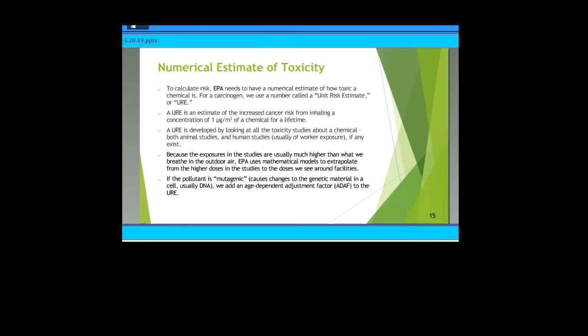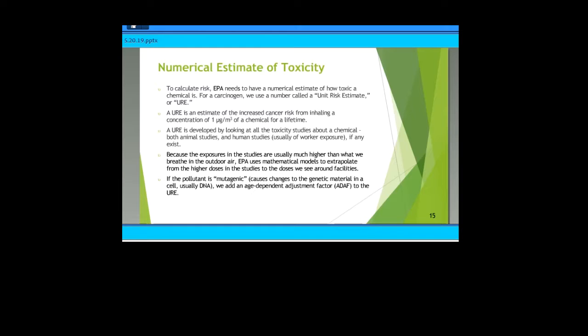And so the unit risk estimate, and this is kind of a not simple concept, but it's the estimate of the increased cancer risk from inhaling a concentration of 1 microgram per cubic meter of a chemical for a lifetime. So it's the risk of getting cancer if we were to breathe that for 70 years, which we equate to a lifetime, even though we know people live longer, for 1 microgram per cubic meter. And this might become more clear when we do the math at the end. You can see how it works.